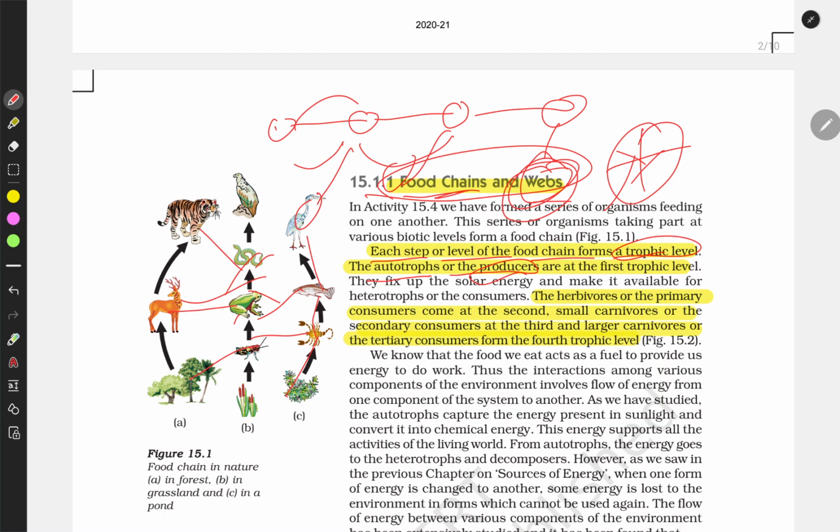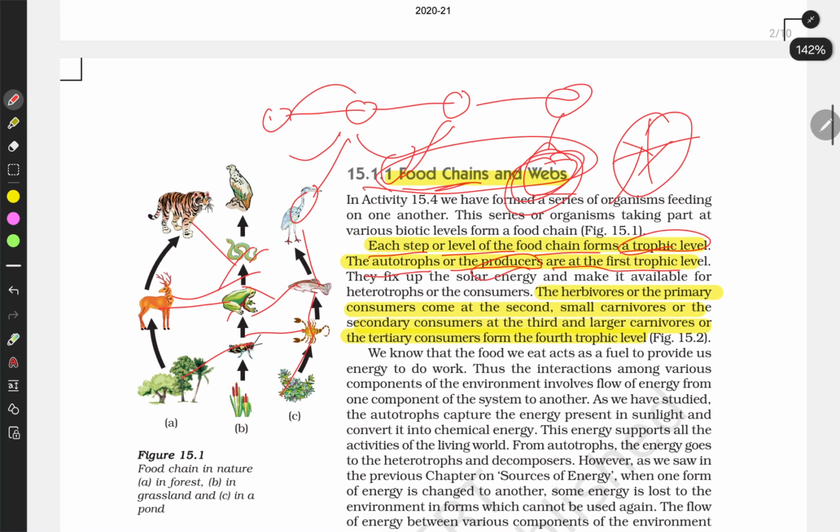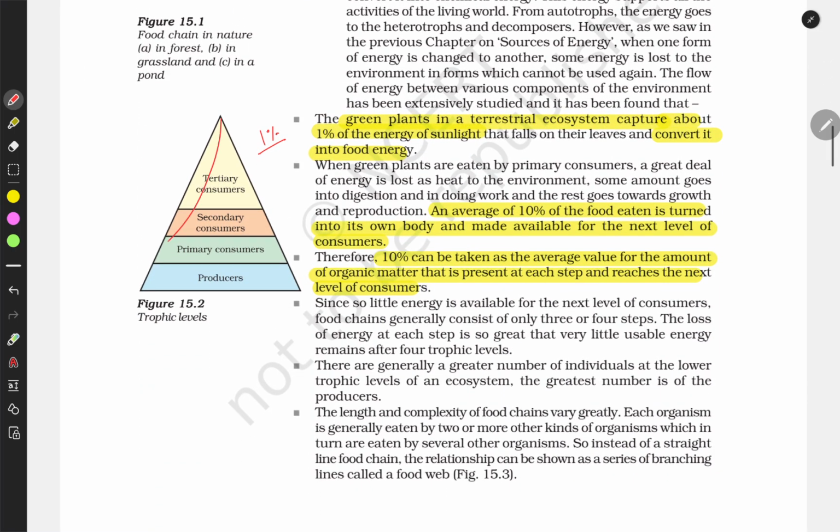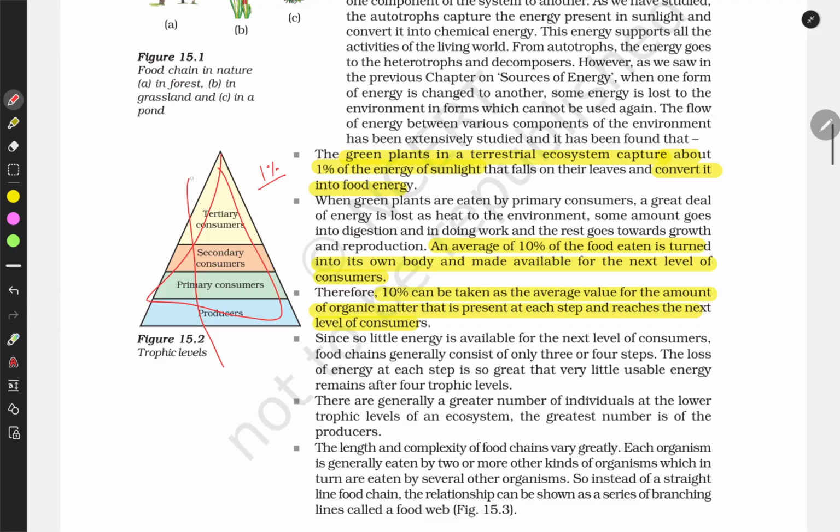Autotrophs are producers, at the first trophic level, and herbivores or the primary consumers come at the second. Small carnivores, or the secondary consumers, come at the third, and the large carnivores or the tertiary consumers come in at a fourth trophic level. I have already explained how energy goes up from one trophic level to another. This is also called the 1% rule.